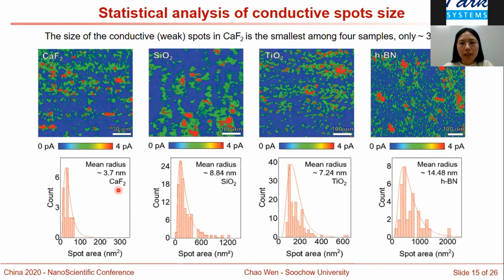And we also calculate the mean radius of these current spots in these current maps. And we can find that the mean radius in calcium fluoride is only 3.7 nanometers, while in the other 3 examples, the mean radius is much larger. In hexagonal boron nitride, the mean radius is around 14.48 nanometers, which is triple that in calcium fluoride.